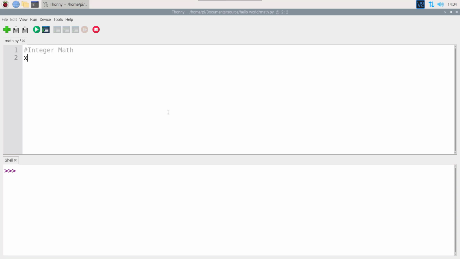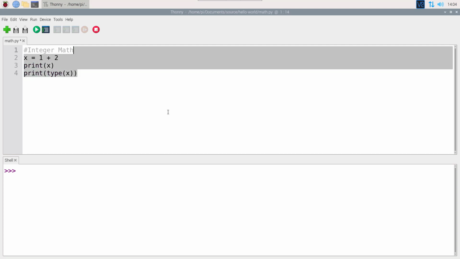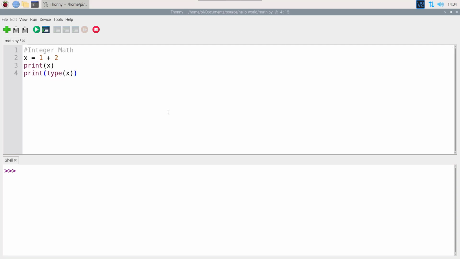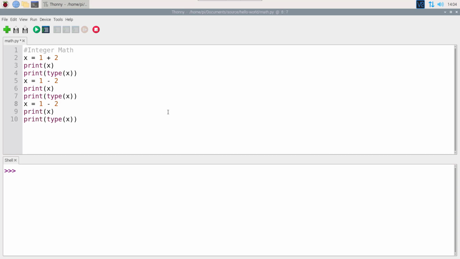And then I'm going to actually do a variable assignment. So this x equals 1 plus 2. And then I'm going to print the results of that, and I'm going to then print the type as well. I'm going to do this to show you that I'm doing integer arithmetic, and just to validate that I am indeed using integers. Let's change the operator to subtraction, and one more time for multiplication.